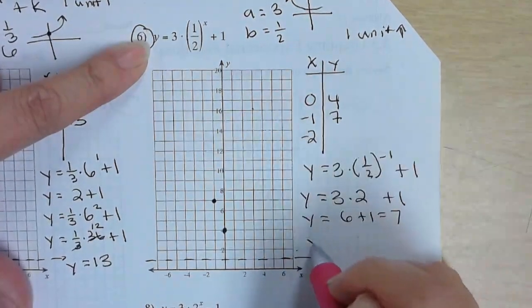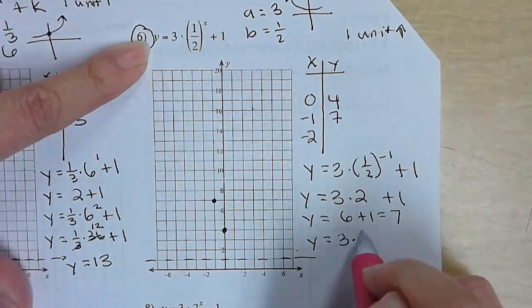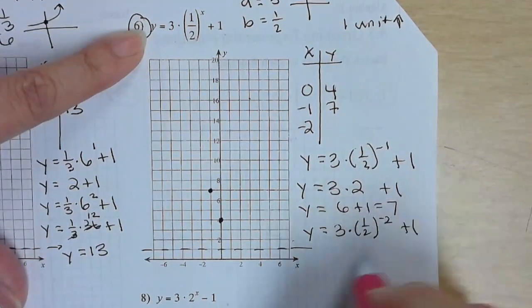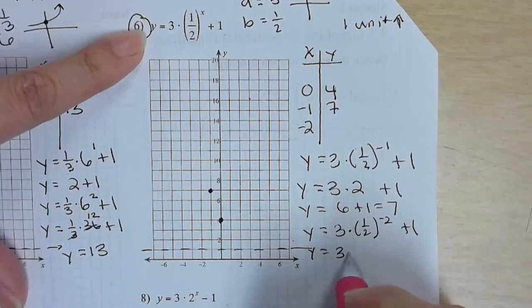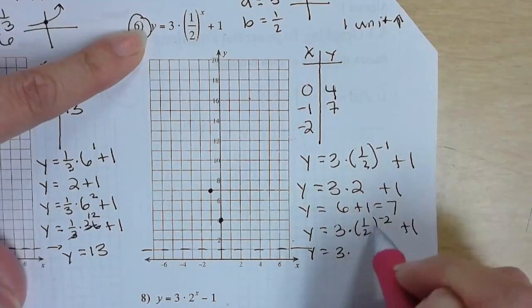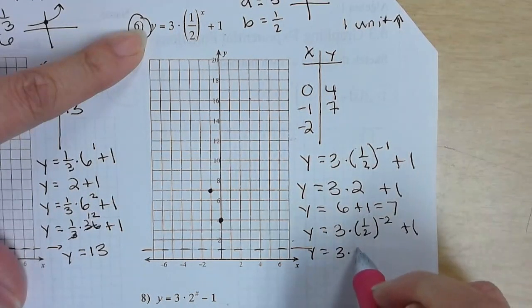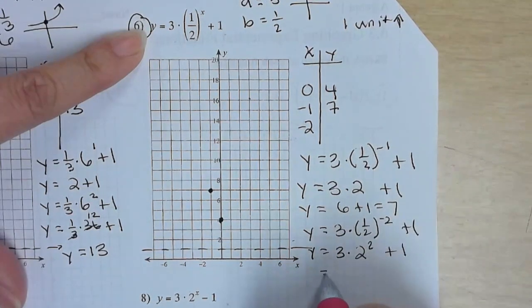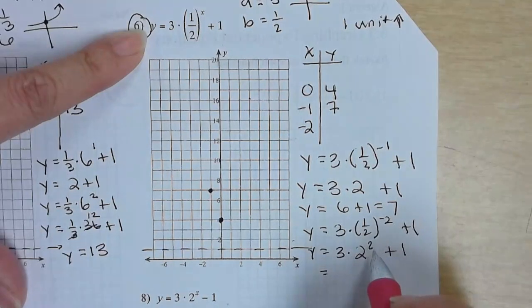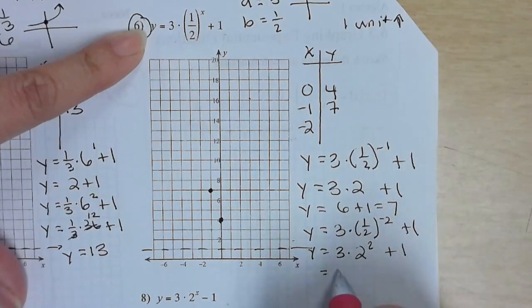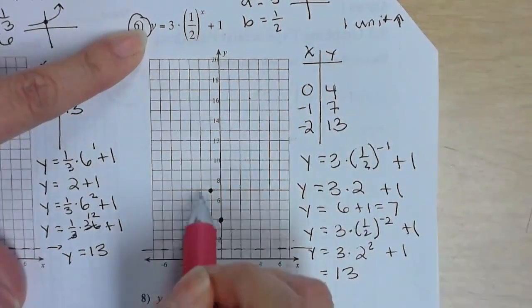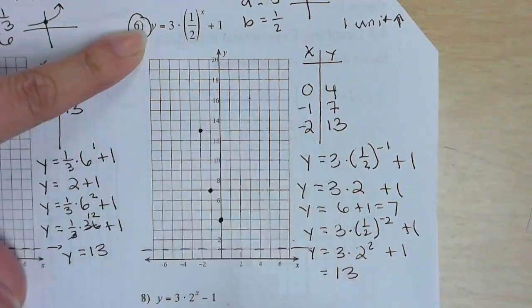-2. Awesome. Y equals 3 times 1/2 to the -2 plus 1. Y equals 3 times, well, this negative is telling it to flip. So it's really 2 to the second power plus 1. 2 to the second power is 4. 4 times 3 is 12. 12 plus 1 is 13. So -2 all the way up here to 13.